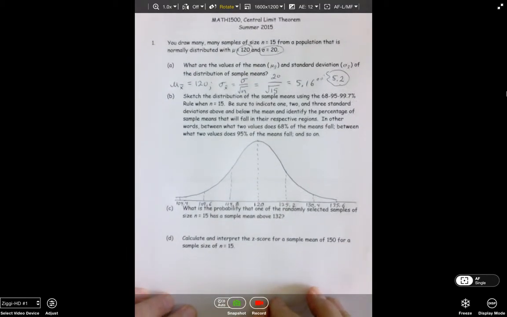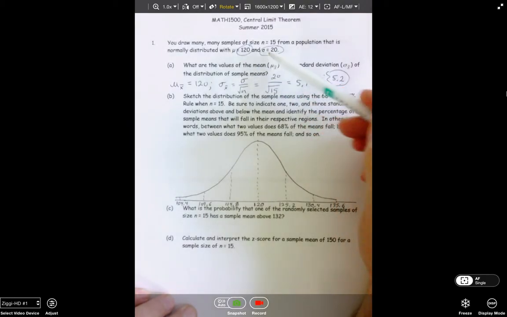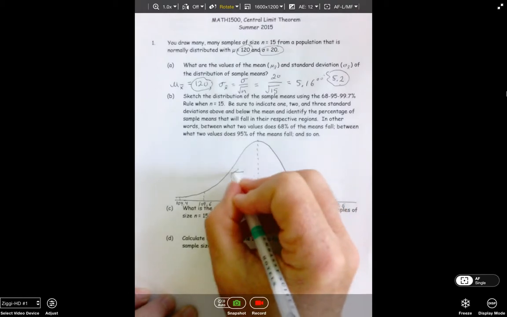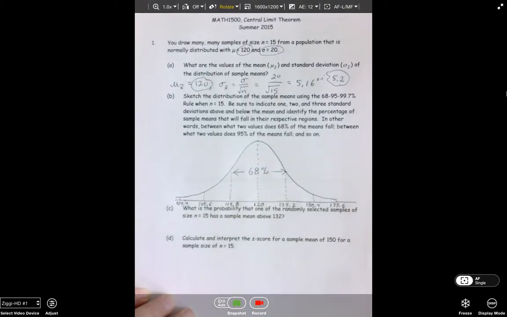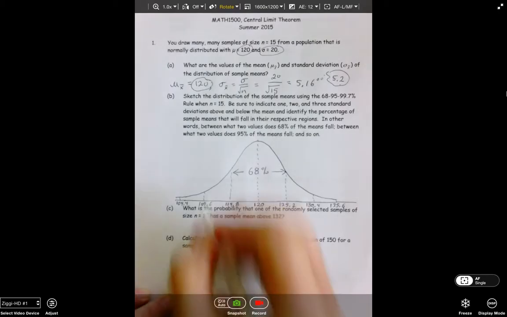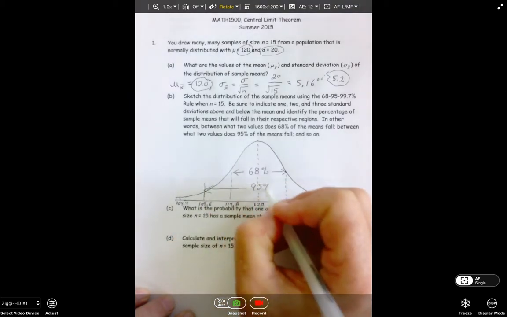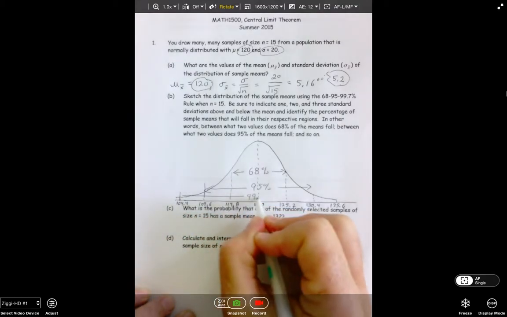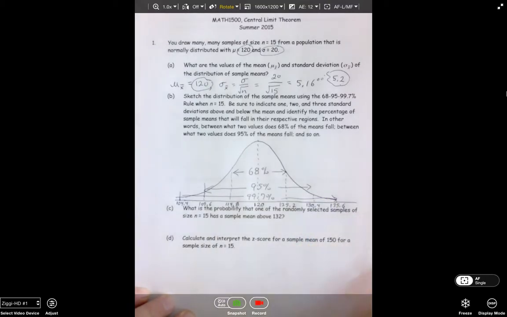So gang, if we start with a population that's normally distributed with a mean of 120, standard deviation of 20, and we start drawing samples from that population of size 15, the mean and the standard deviation will be 120 and 5.2. Using that information, we can sketch this so we can see that 68% of the samples that we draw from that distribution will be between 114.8 and 125.2. 95% of the sample means will be between 109.6 and 130.4. 99.7% of the means will be between 104.4 and 135.6.